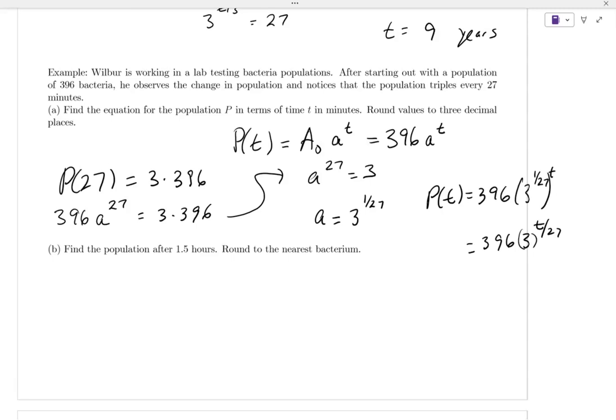So let's look at part B. It wants us to find the population after 1.5 hours. In order to do that, do you want to plug something in for t, or do you want to solve for t? Put something in for t, right? In this case, what do we want to put in for t? T is measured in minutes, so what do we want to plug in for t in this case? 90, right? Because I have to convert hours to minutes. So in this case, you would have P of 90.